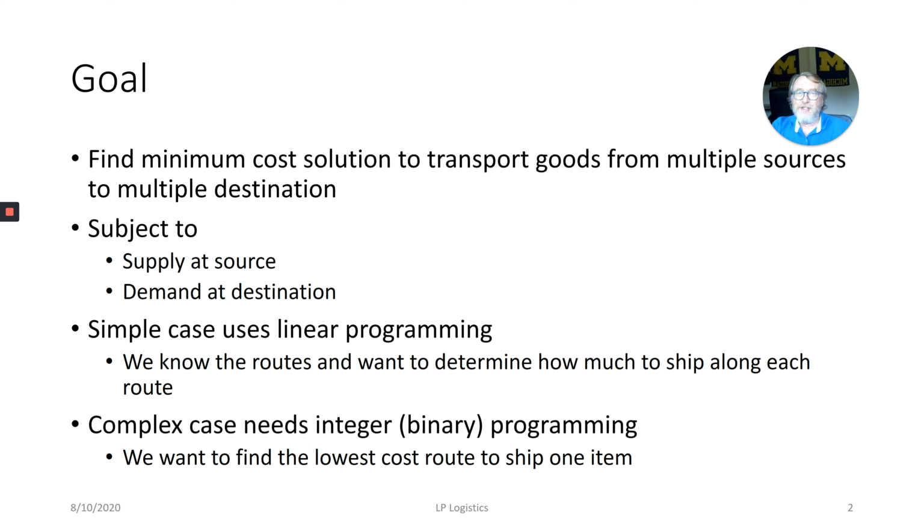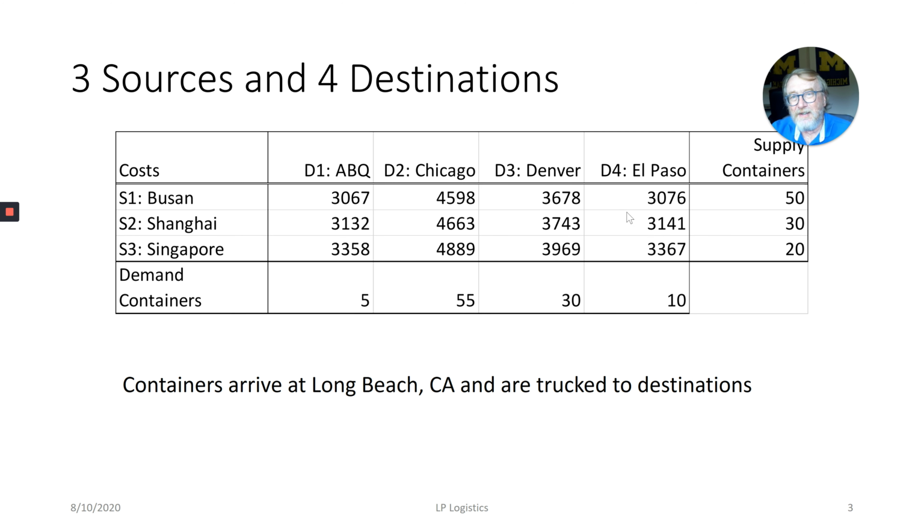And this is just a very simple case where we know what the routes are, and the issue is how much to send down each route. It's not the more complex case where we have to find a route for minimum cost for just one shot. To do that second case, you need integer programming, which is a lot more complex than what we're looking at. So, very simple example.